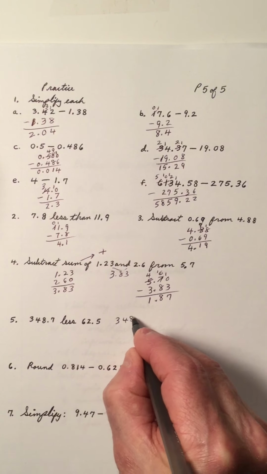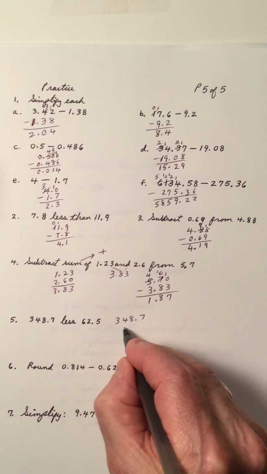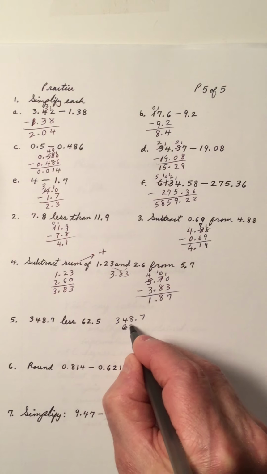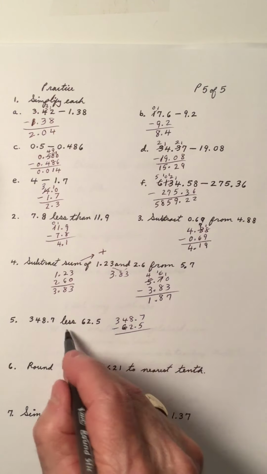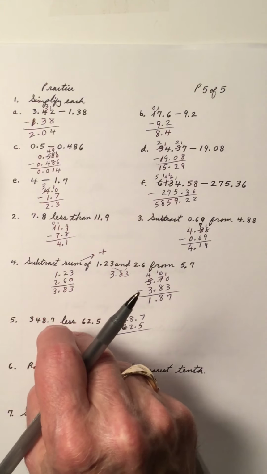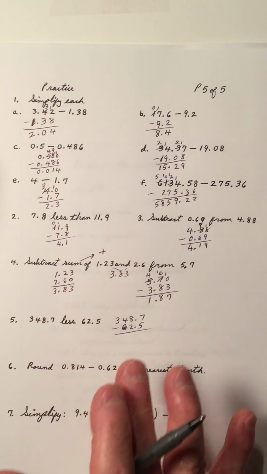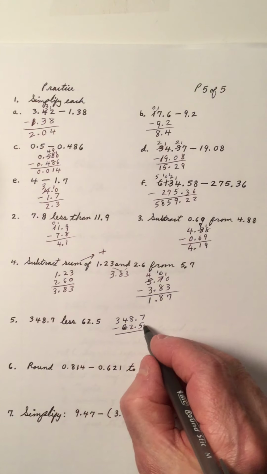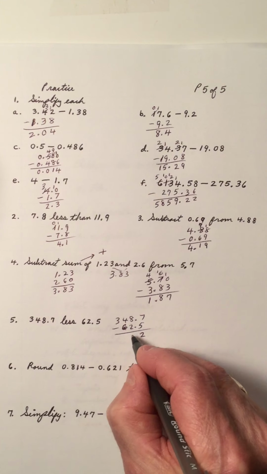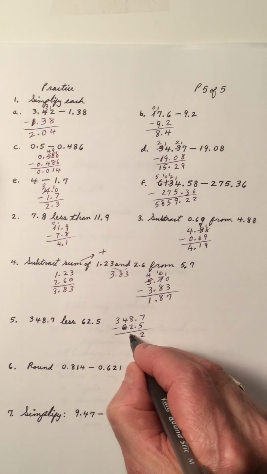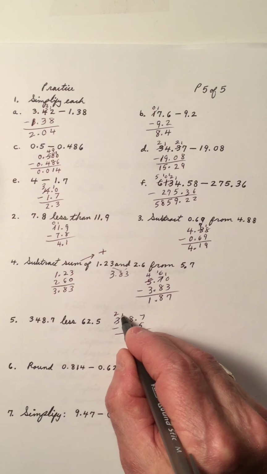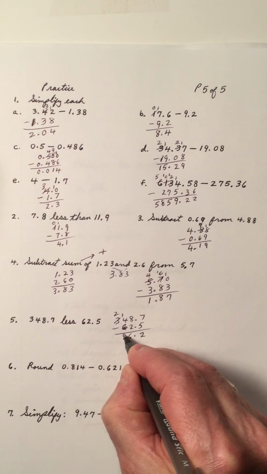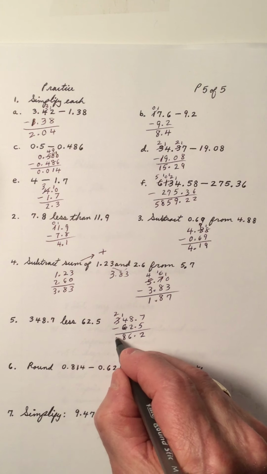348.7, and you're going to subtract 62.5. When you see the word less, it stays as is. If you see less than, then you have to reverse. 7 subtract 5 is 2. 6 subtract 2 is 8. 8 subtract 2 is 6. Can't subtract, so that becomes a 2. That becomes a 14. 14 subtract 6 is 8. 2 subtract 0 is 2.